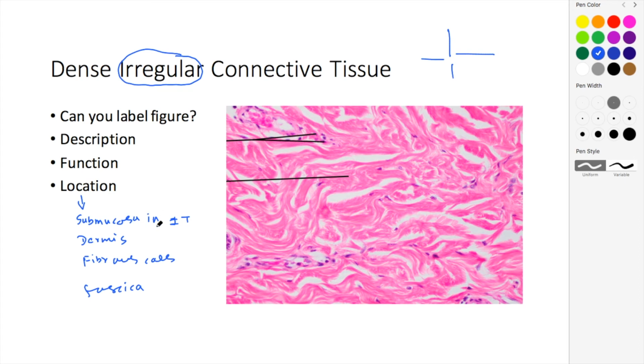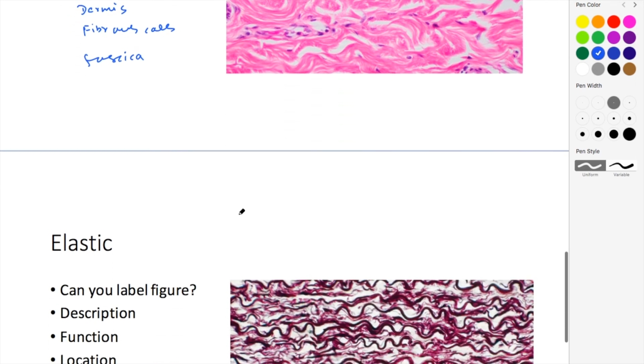You don't need to know all locations, but remember that where you have higher stress from different directions, that's the place where you're going to find irregular connective tissue, that dense irregular connective tissue. Okay, now last but not least, we can talk about elastic connective tissue.